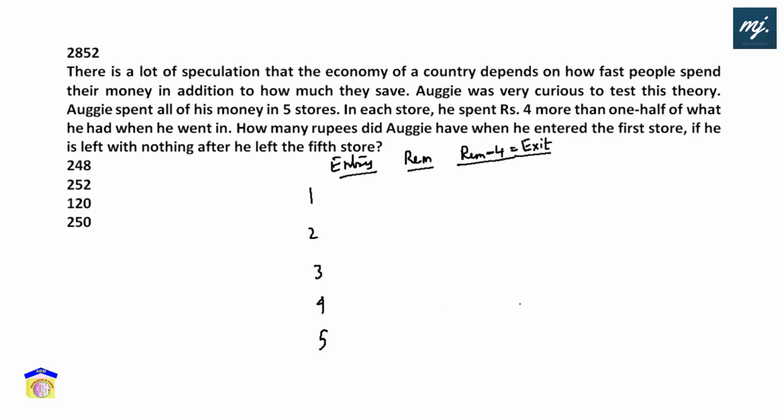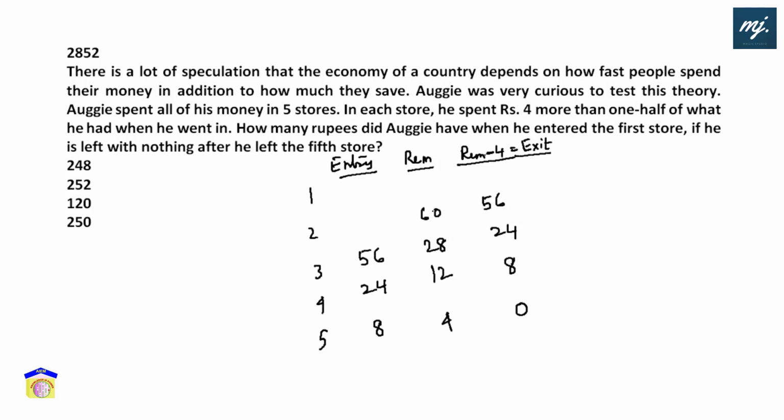Exit of fifth store, in-hand money is 0. Exit is 0. That means 0 plus 4 is the remainder. 4 remains with him after he has given away half of what he had when he entered. That means half. Now we need to multiply by 2. That is the back process. Whatever he has at the exit, add 4 and then double it.